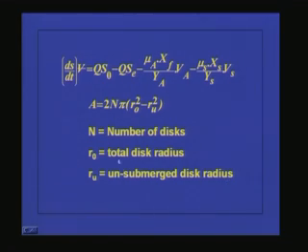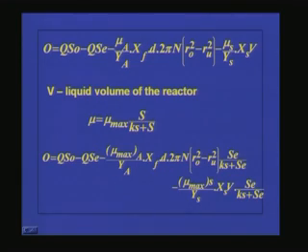N is the number of discs, R naught is the total disc radius, Ru is the unsubmerged disc radius. So you will be getting the total area on which the biomass is growing, and if you know the thickness of the biomass, we will be getting the volume. So that is what I have written here.